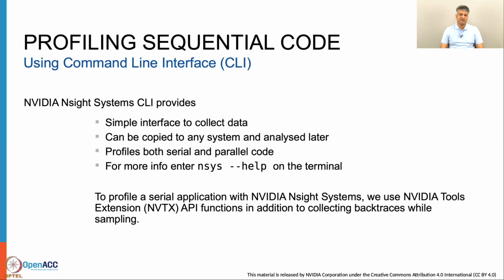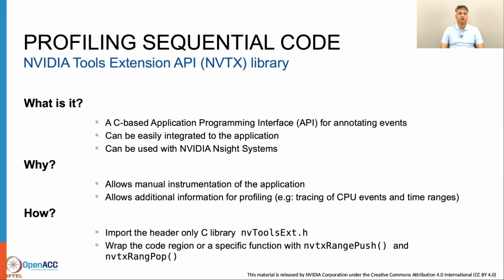To profile a serial application with NVIDIA Nsight systems, we use the NVIDIA Tools extension, or NVTX API functions, in addition to collecting backtraces while sampling. So we need to figure out what this NVIDIA Tools extension API, or NVTX library, is. It is essentially a C-based application program interface for annotating events in your code. It can be easily integrated into the application. It can be used within the NVIDIA Nsight systems, which are GUIs, for giving a better graphical representation of what actually goes on.